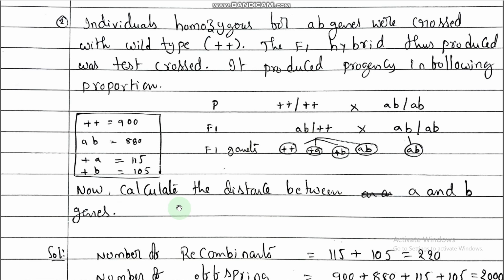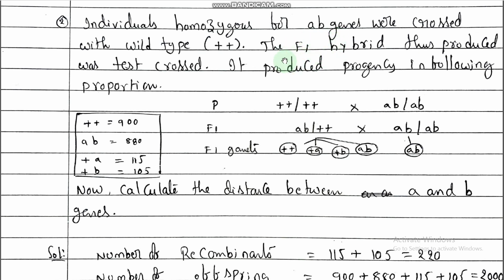How is it possible? Yes, it is possible. What is given in the question? Individuals homozygous for a and b genes were crossed with wild type, plus a plus b genes. The a and b genes are recessive, small a small b, crossed with wild type plus, dominant. The F1 hybrid thus produced was test crossed. So whatever F1 hybrid is there, that is going to be test crossed.